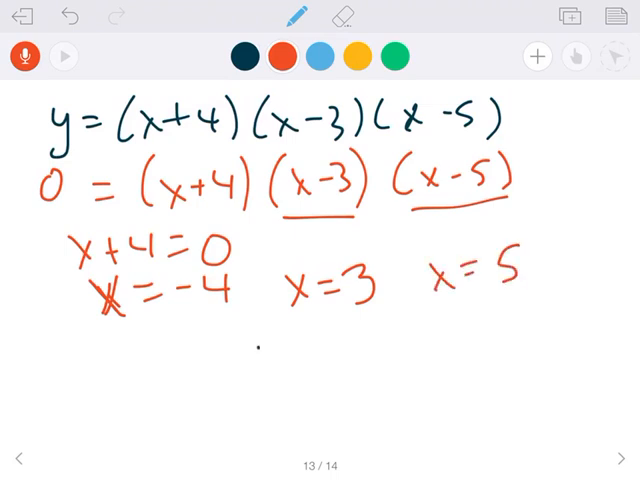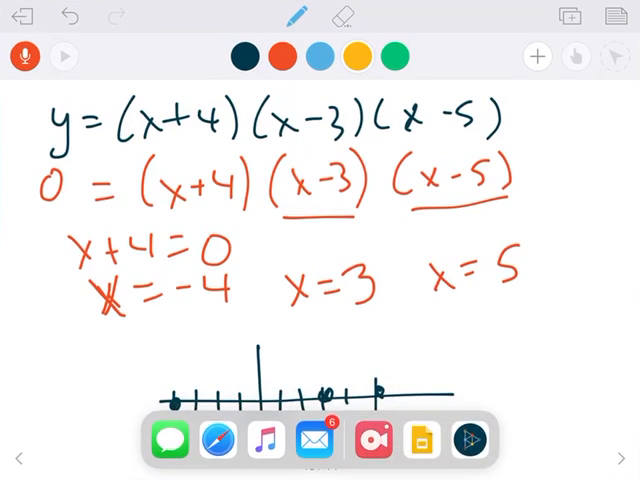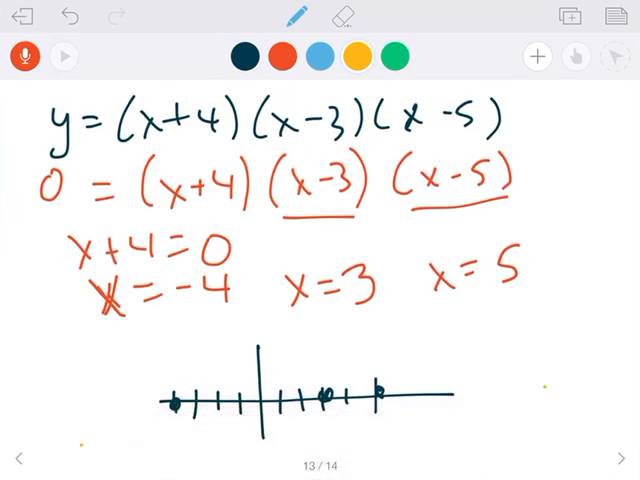So if we wanted to graph this equation, we could be more accurate. We know we have an x-intercept at negative 4. And then we have an x-intercept at 3, and an x-intercept at 5. And then we can be even more specific in the shape of our graph of where it crosses through. It's going to hit those points. It's going to hit that point and that point. And so that's also a 3rd degree polynomial graph.